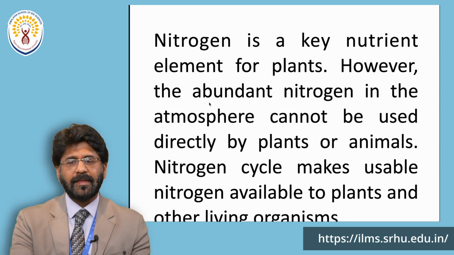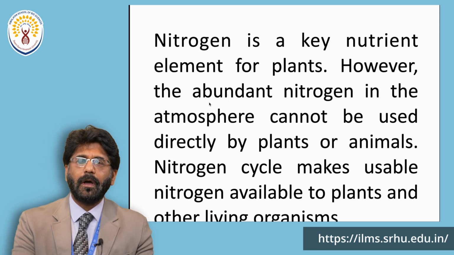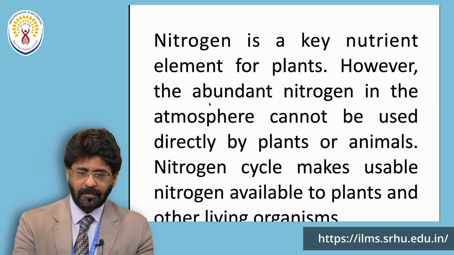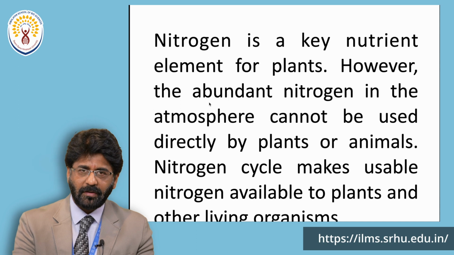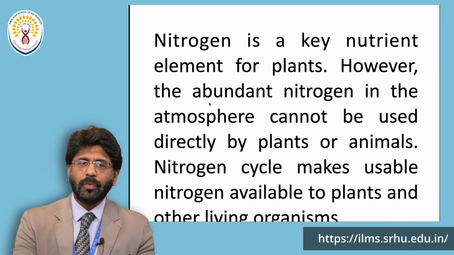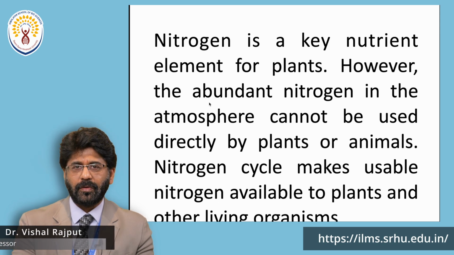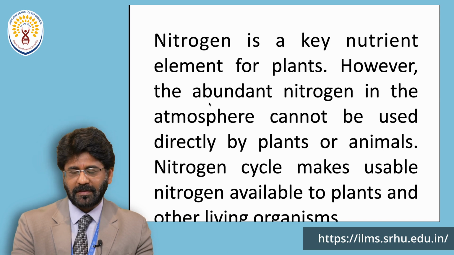Well, nitrogen is a key nutrient element for the plants. However, the abundant nitrogen in the atmosphere cannot be used directly by plants or animals. Nitrogen cycles make usable nitrogen available to plants and other living organisms. So the first step of the nitrogen cycle is to convert that inert nitrogen into an active form which can be utilized by the plants as well as the organisms.